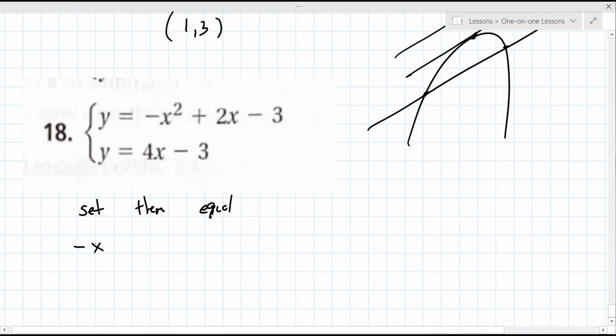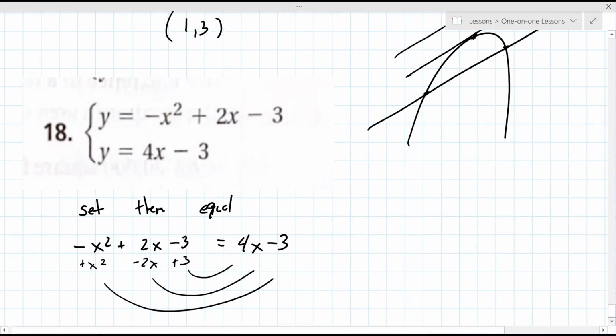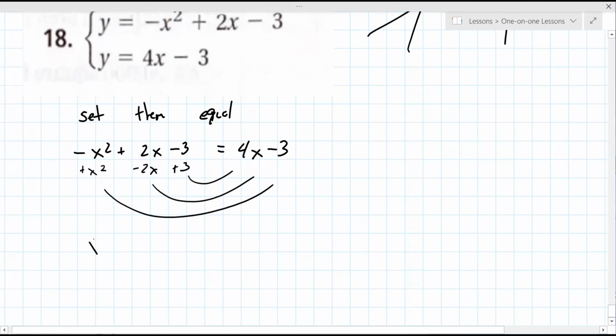So you have minus x squared plus 2x minus 3 equals 4x minus 3. Normally we move everything left, but I really want a positive x squared, so I'm going to move everything right this time. That's like adding x squared, subtracting 2x, and adding 3, all over here. So we're going to write the x squared first. You're going to have 4x minus 2x, that's going to be plus 2x, plus 3 minus 3, so that ends up being 0.